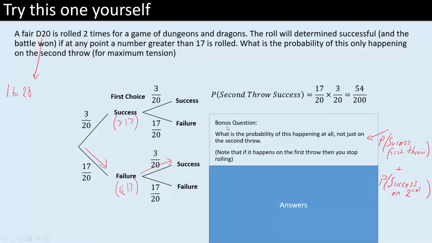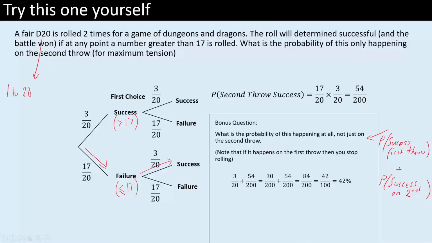Okay. Because we've got 2 times that this could possibly happen, so we want to think about, well, what if it happens? Okay, success on the first throw, there should be 2 C's in success. There we go. Is just 3 over 20. Success on the second throw, 54 over 200. So combining those 2 things together gives us our overall answer.